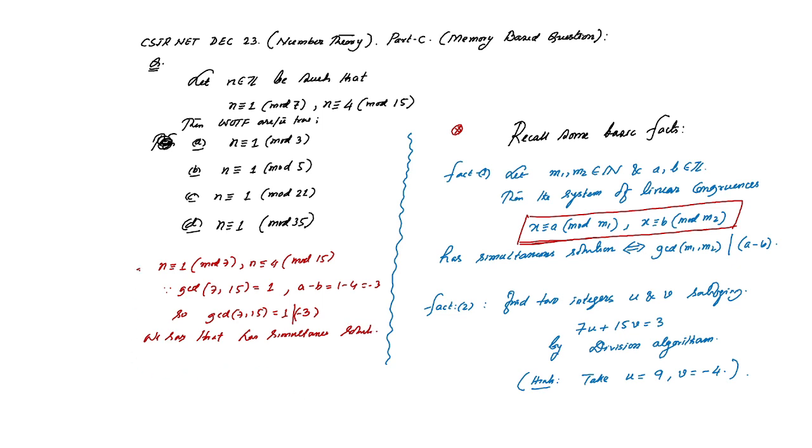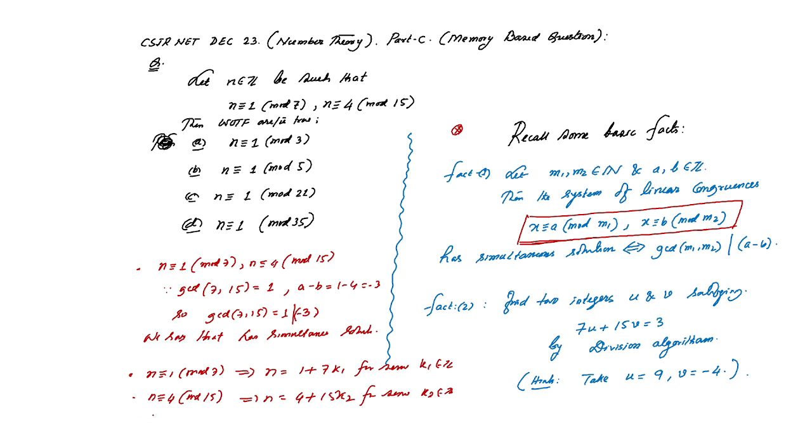Now n is congruent to 1 mod 7, that means n equals 1 plus 7 k1 for some k1 belonging to Z. Again n is congruent to 4 mod 15, that means n equals 4 plus 15 k2 for some k2 belonging to Z. If they have a common solution, then 1 plus 7 k1 equals 4 plus 15 k2 for some k1, k2. That means 7 k1 minus 15 k2 equals 3.